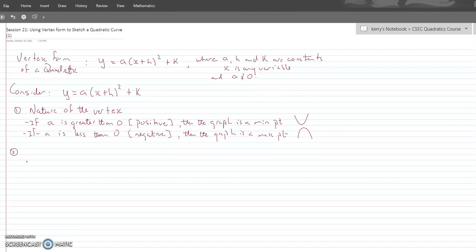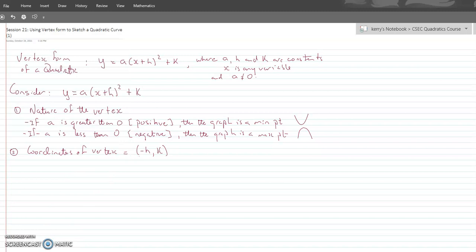The second one now. How do we find the coordinates of the vertex? And this one is very easy, right? It's a nice simple formula. Now, this is why we call this vertex form. Because one, you can determine the nature of the vertex from this by looking at a, and the coordinates of the vertex come straight from this as well. In this form, the coordinates of the vertex are just minus h, k. Now, what does this mean? I will show you an example of this afterwards when I finish explaining everything.